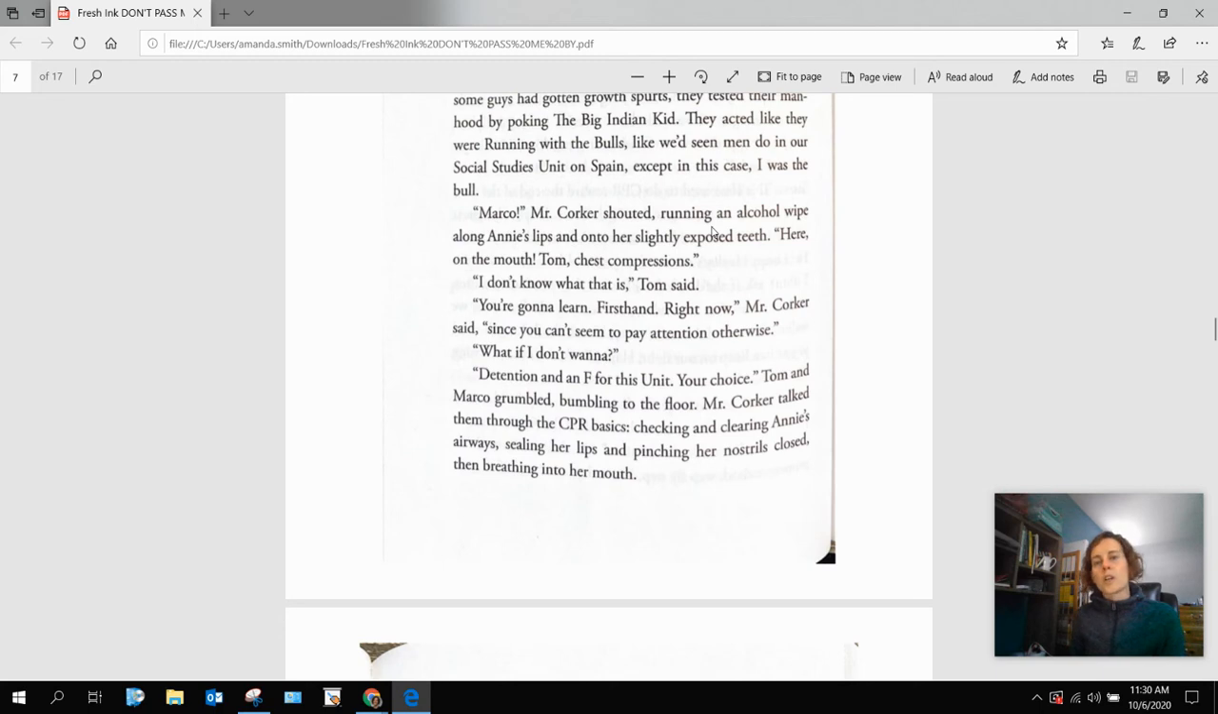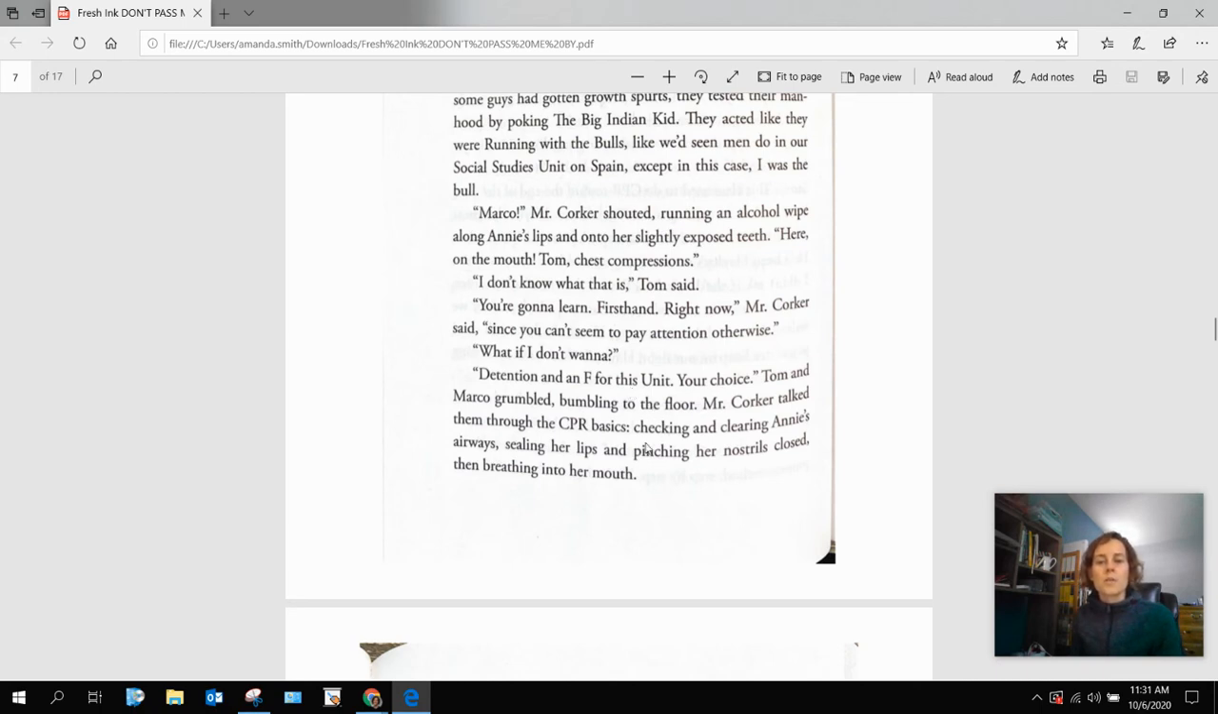Marco, Mr. Corker shouted, running an alcohol wipe along Annie's lips and onto her slightly exposed teeth. Here, on the mouth. Tom, chest compressions. I don't know what that is. You're going to learn firsthand right now, Mr. Corker said, since you can't seem to pay attention otherwise. What if I don't want to? Detention and an F for this unit. Your choice. Tom and Marco grumbled, bumbling to the floor.